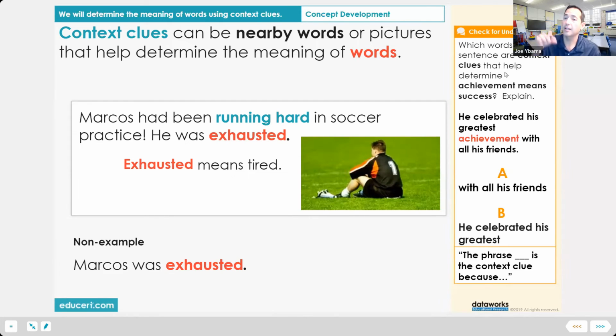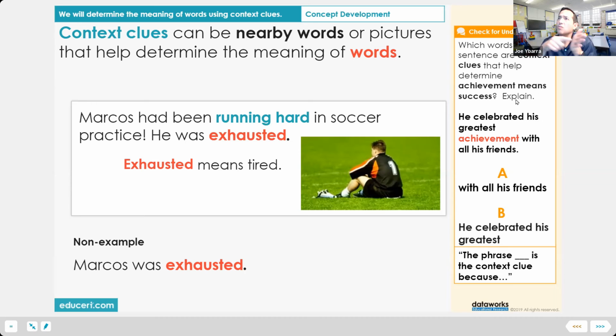You'll see that a lot in our examples. You're always going to see, when we ask the question, we give them the example and non-example as an answer, and can they differentiate? So it looks something like this. Let's ask our question now. Which words in the sentence are context clues that help determine achievement means success?